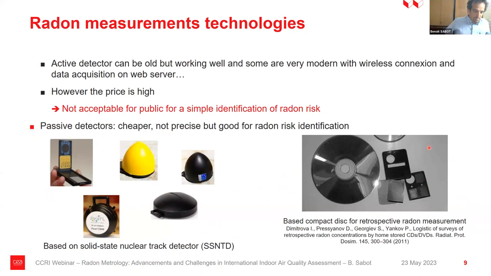It's a team from Sofia University that developed such a technique and use it for many kinds of study, where they use, in fact, the compact disc you can find in your house to look at the track of the alpha particle inside the plastic of the compact disc and deduce some radon concentration. So this one is quite cheap also to use. And since usually you know when you buy both these compact discs, you can use it as a very long-term detector for radon.